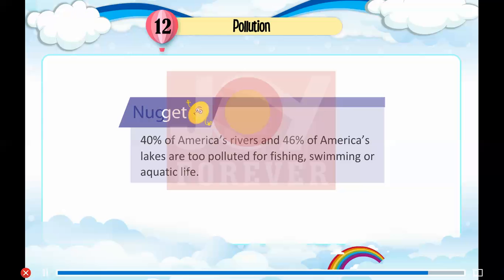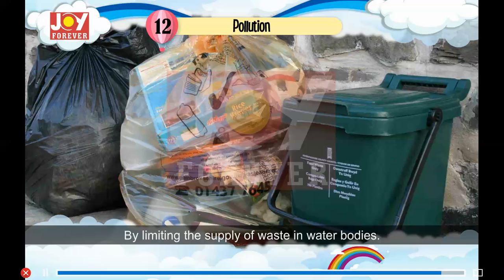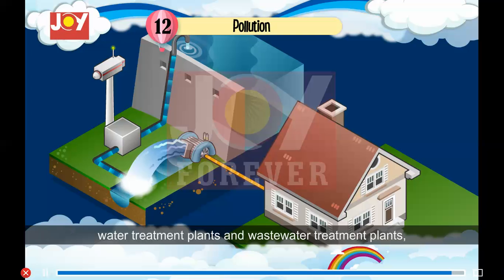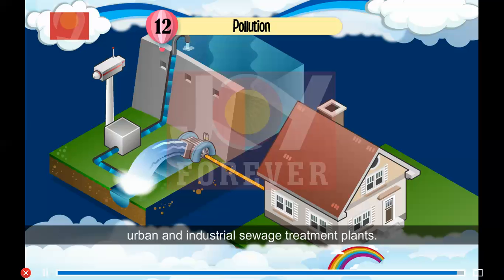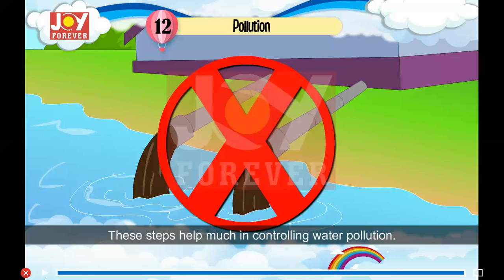Nugget: 40% of America's rivers and 46% of America's lakes are too polluted for fishing, swimming, or aquatic life. Control of water pollution. By limiting the supply of waste in water bodies, some major steps towards its control are water purification before drinking, water treatment plants, and wastewater treatment plants, urban and industrial sewage treatment plants. These steps help much in controlling water pollution.